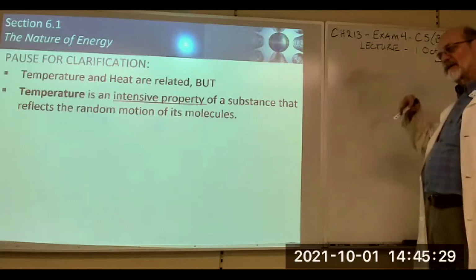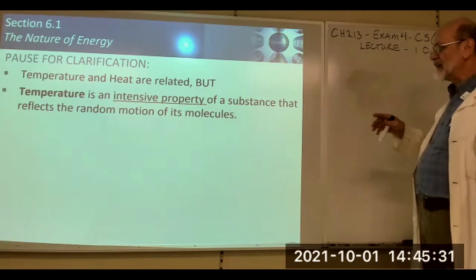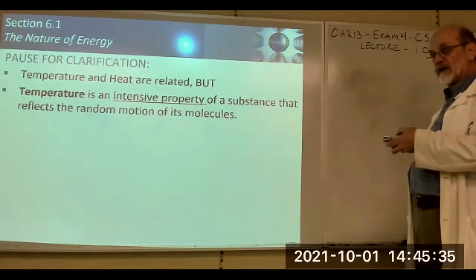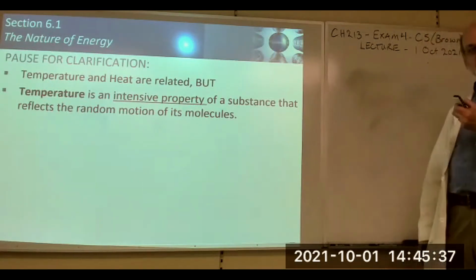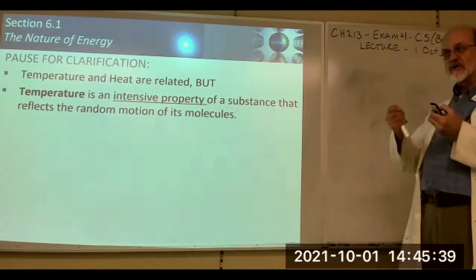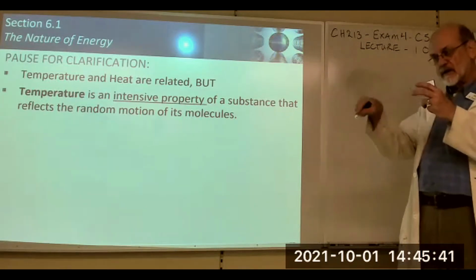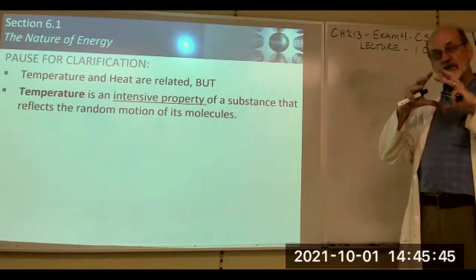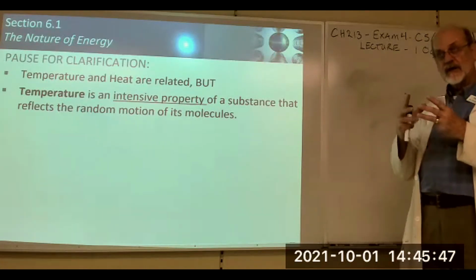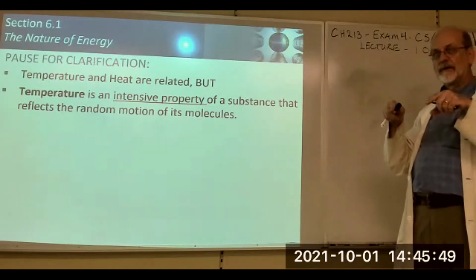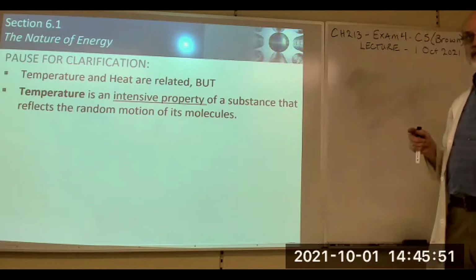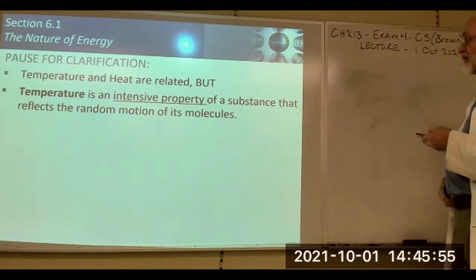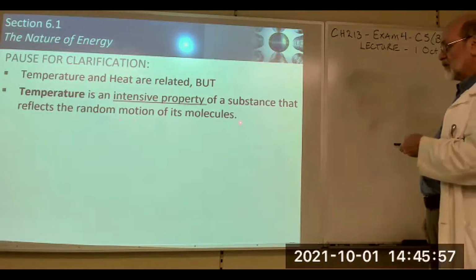With one respect, temperature is different than heat in that temperature is an intensive property. In other words, if you measure the temperature of something, you can measure it here or here or here. And if it's homogeneous in that temperature, it'll be the same temperature everywhere. Doesn't matter how much of it there is. That's an intensive property. And it's based upon the random motion of the molecules.